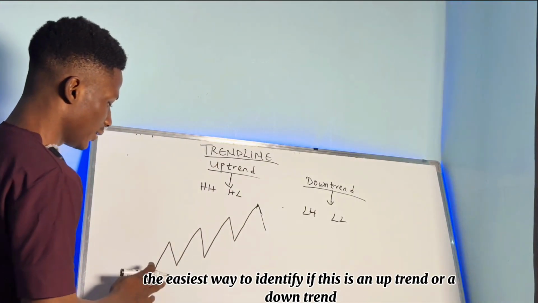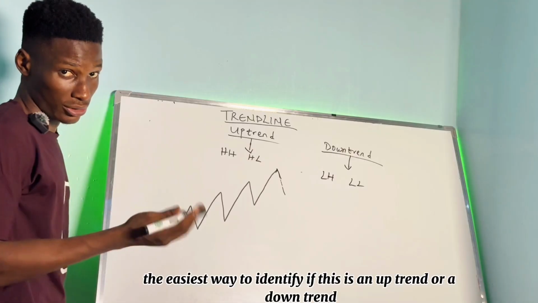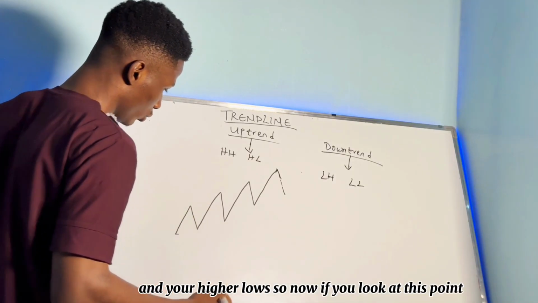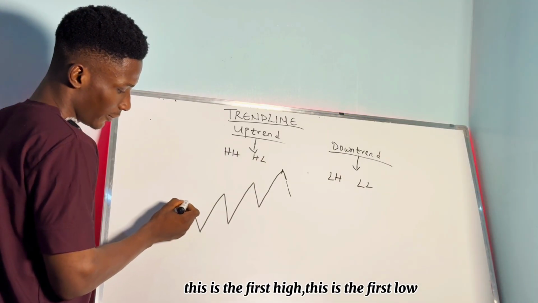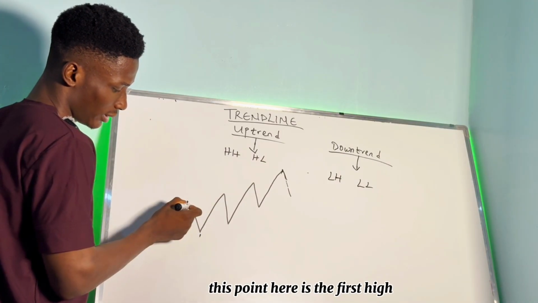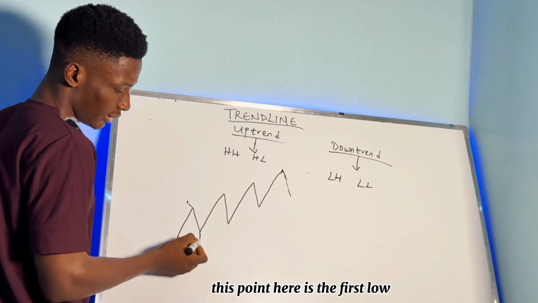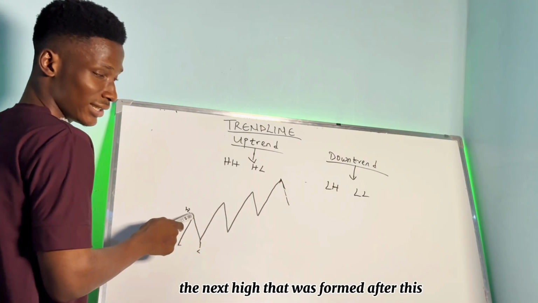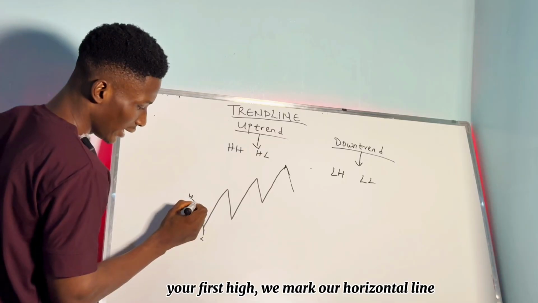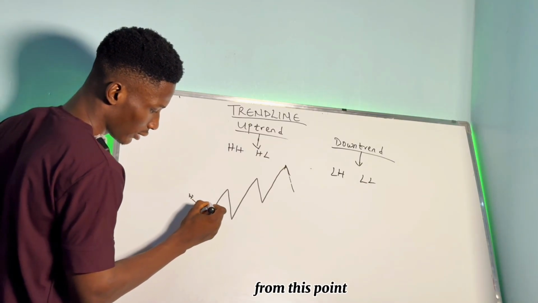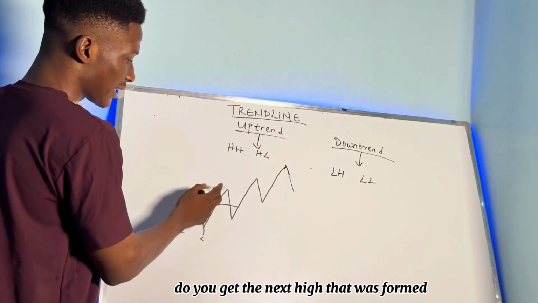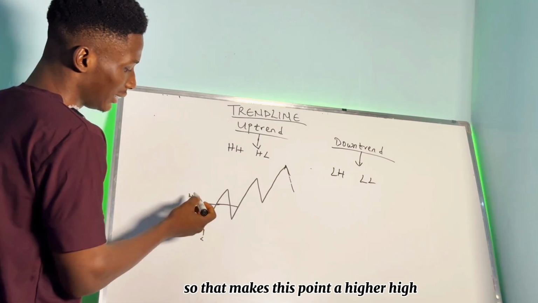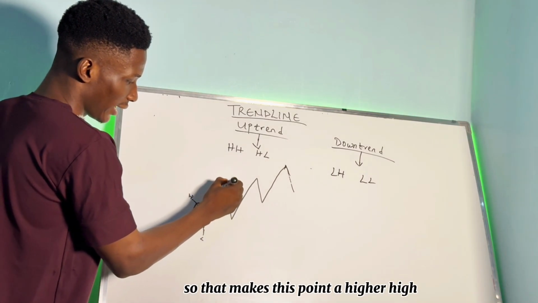The easiest way to identify if this is an uptrend or a downtrend is by identifying your higher highs and your higher lows. So now if you look at this point, this is the first high, this is the first low. The next high that was formed after your first high, we mark our horizontal line from this point. Do you get? The next high was formed above the level of the previous high. So that makes this point a higher high.